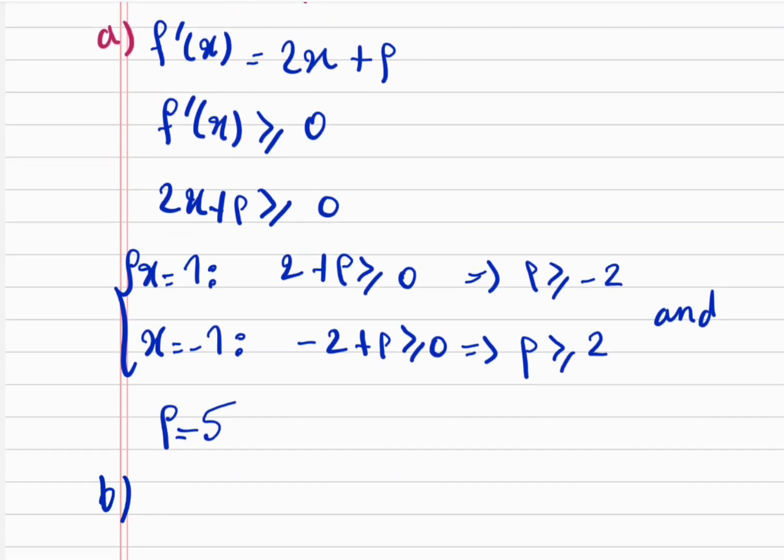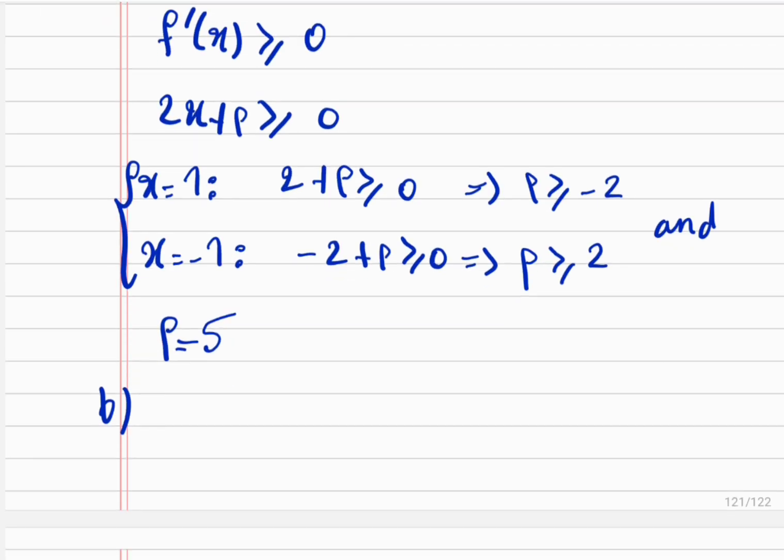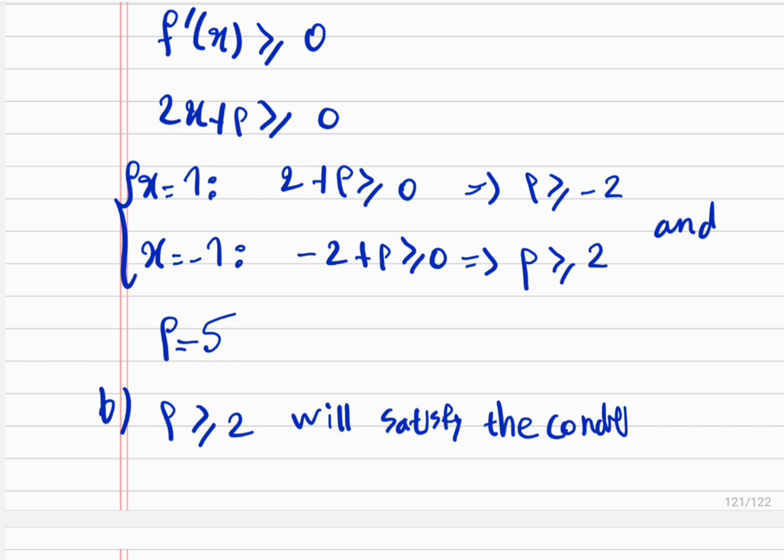And in the second part, it asks for a statement justifying whether this is the only possible value for p. So I've already answered this one, because this is not the only possible value of p. As long as p is greater or equal to 2, the inequalities will be satisfied. So any p that is greater or equal to 2 will satisfy the conditions.